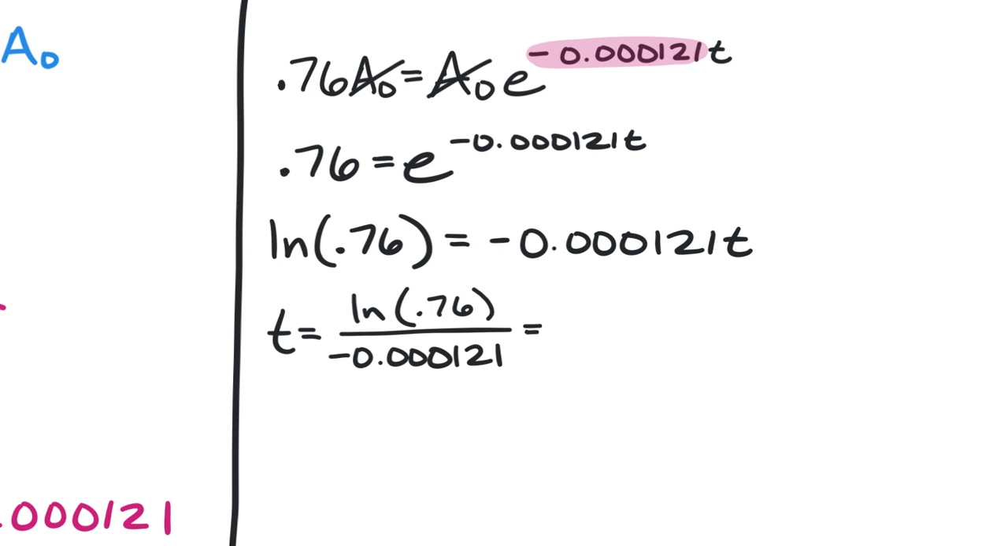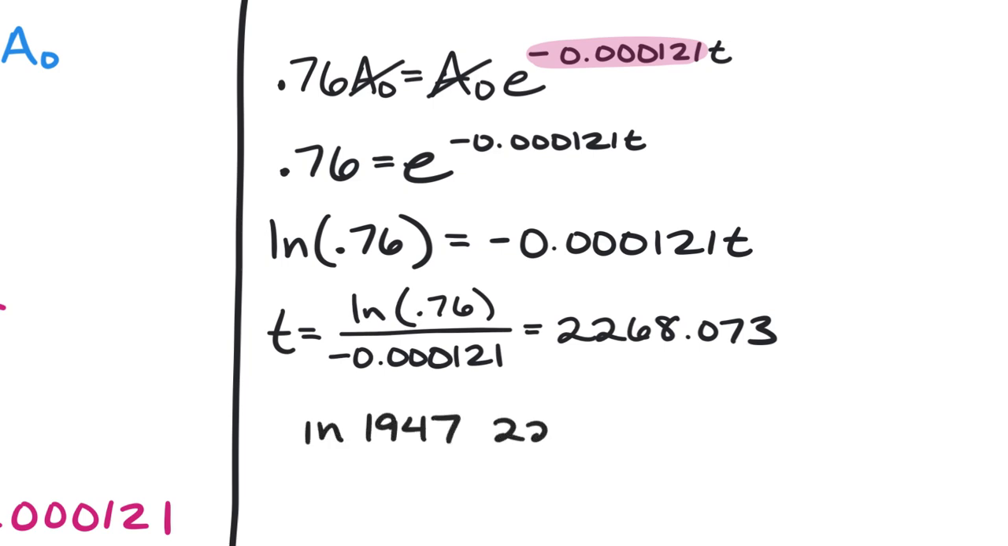And we get that the time for the Dead Sea Scrolls, or how old it is, is 2268.073. So these Dead Sea Scrolls are 2268.073, which means in 1947, when they were carbon dated, they were 2,268 years old. It's a very old piece of paper.